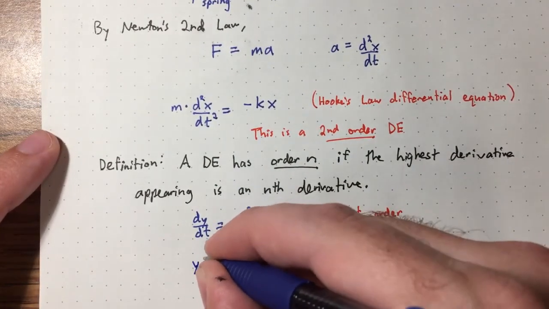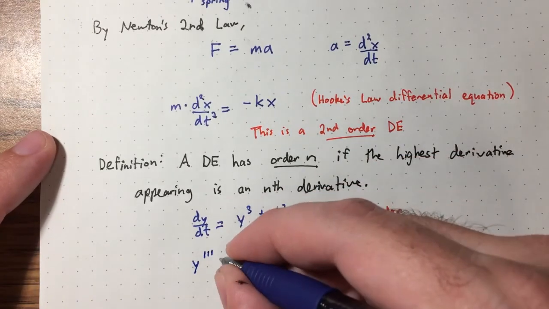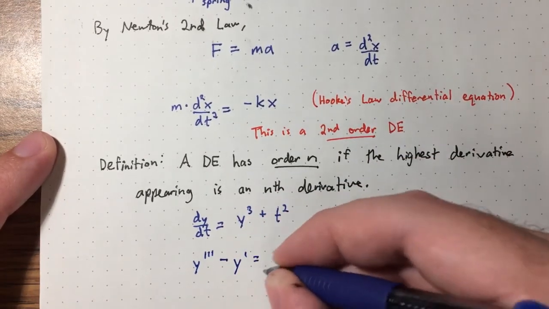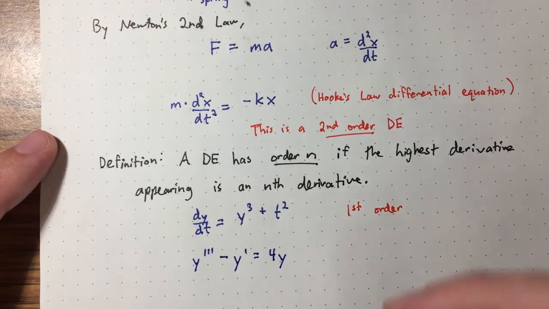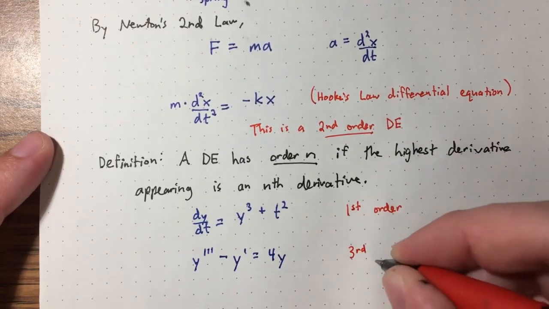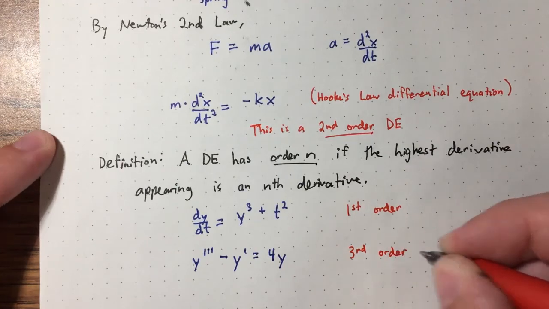Let's look at this example. y triple prime minus y prime equals 4 times y. Well, that's third order. The highest derivative appearing is a third derivative.